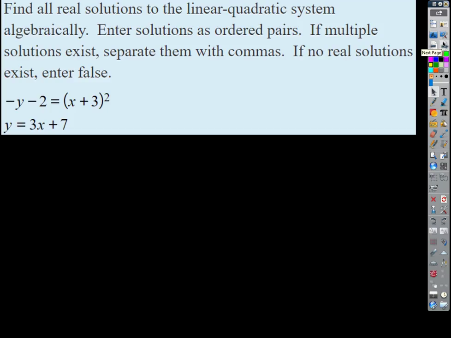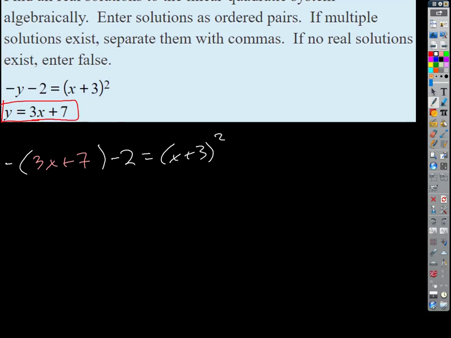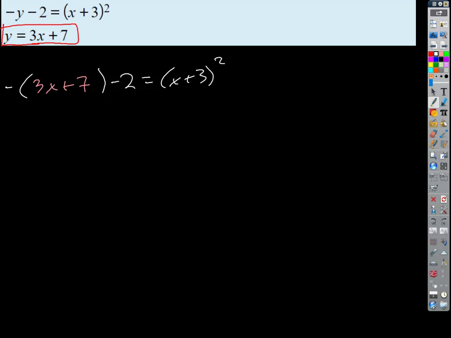How about this? A little bit tougher. What are we going to substitute for here? For y. Okay, good. So we've already got a substitution equation right there, right? We just plug that into the top equation, and what do we get? So the top equation is minus y, but what are we going to plug in for y? 3x plus 7. And then we have minus 2 equals the quantity x plus 3 squared. Okay, now what?